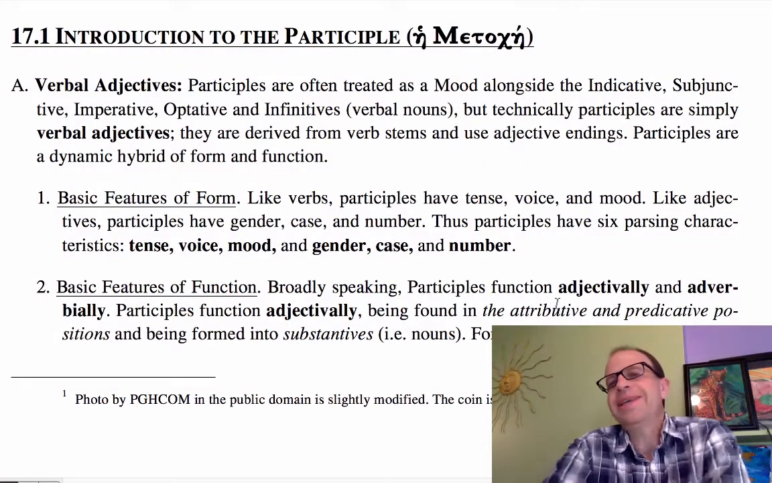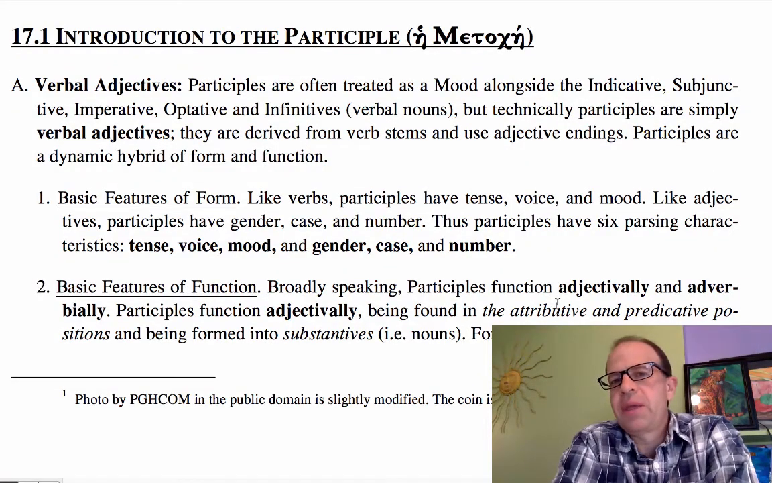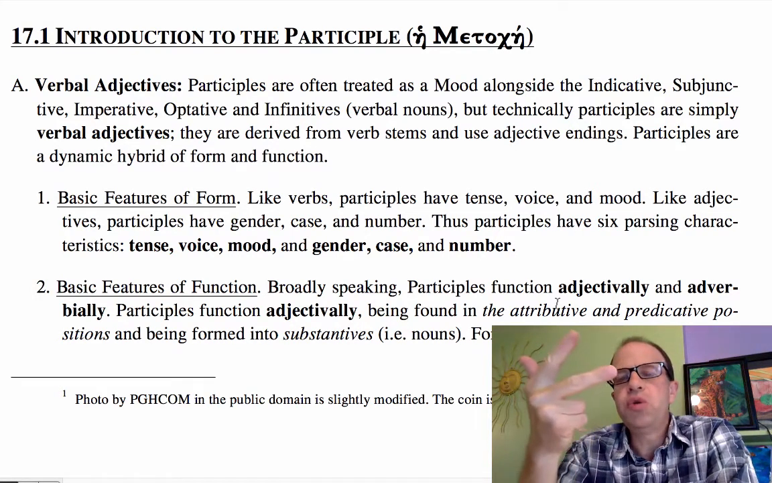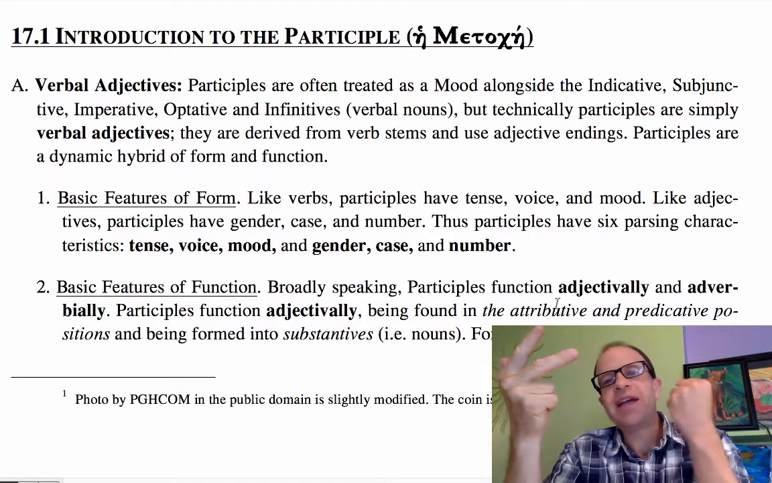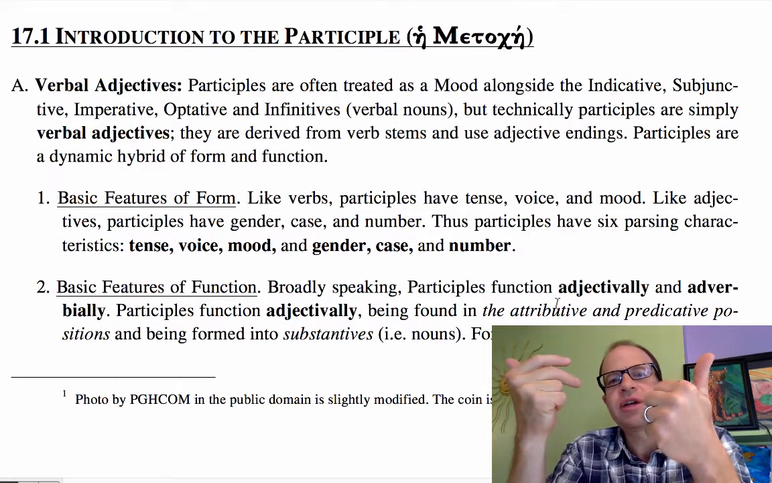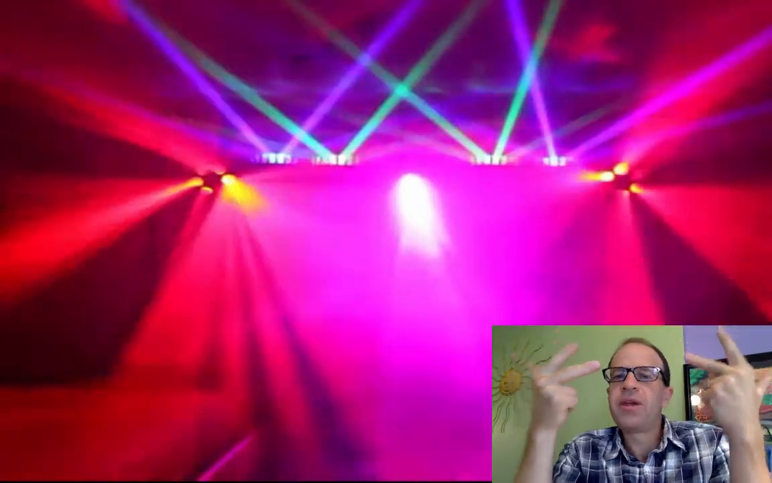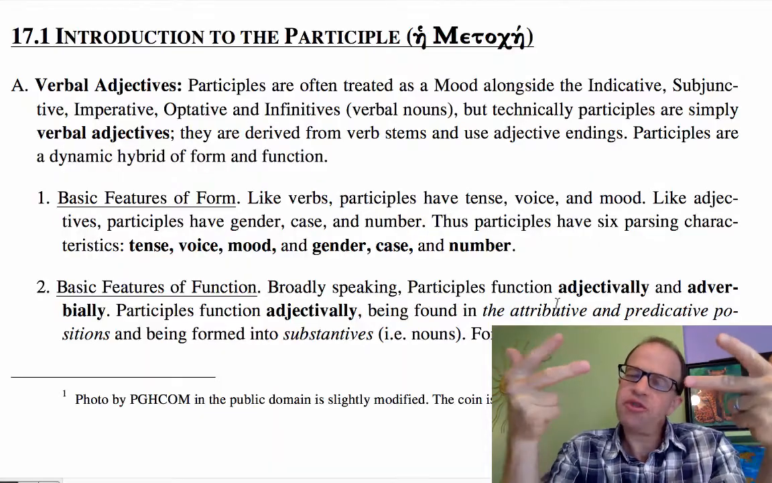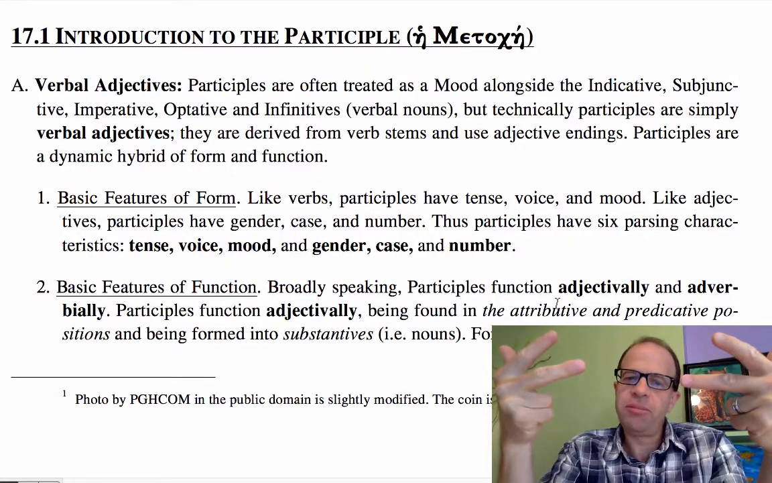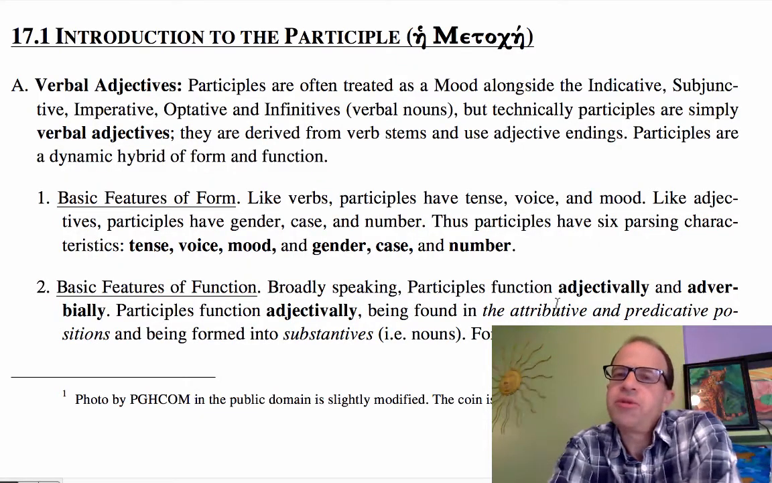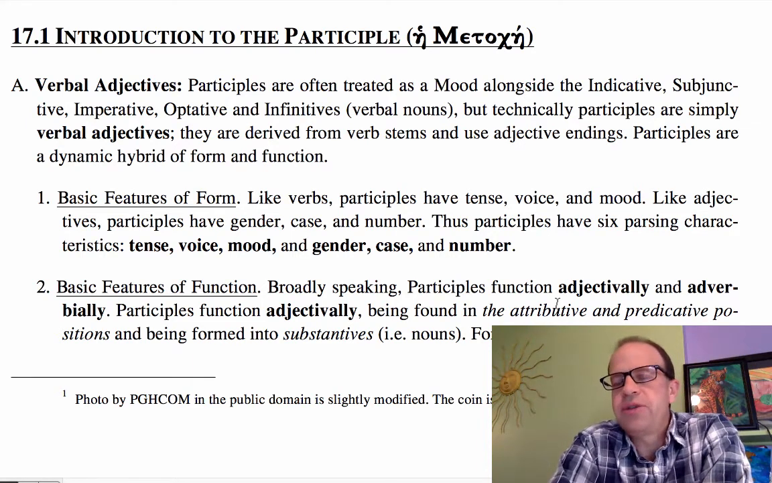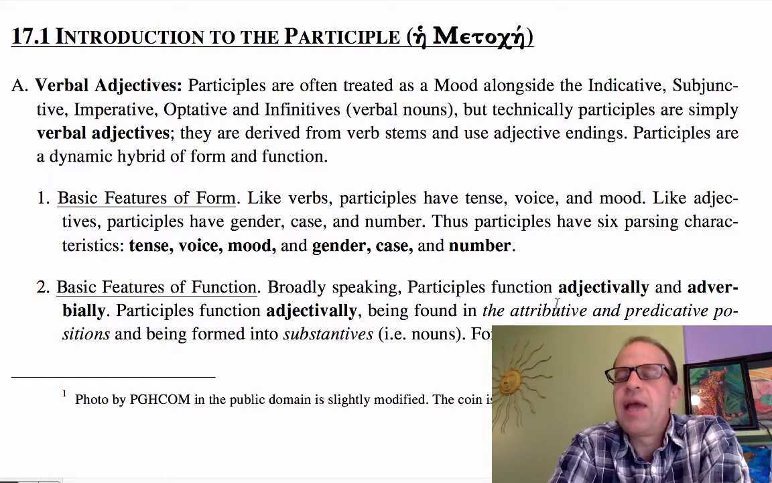The participle is a verbal adjective. As a verbal adjective, it has tense, voice, mood. And as an adjective, it's going to add gender, case, and number. So you have six attributes of a participle. Participles can function in two ways, adjectivally and adverbially. And because of this, they're fairly dynamic.